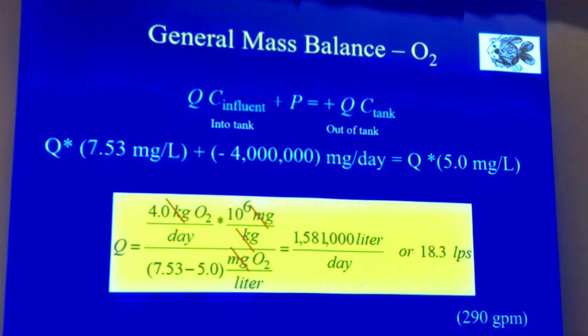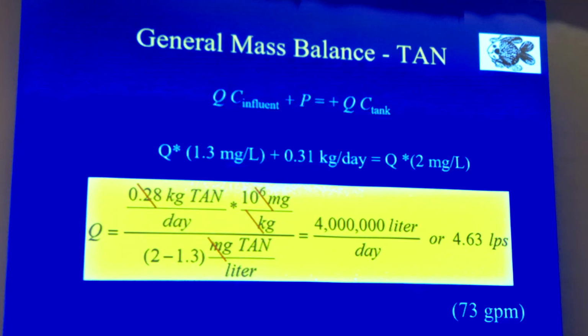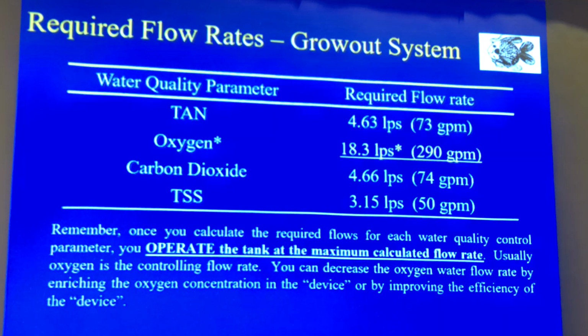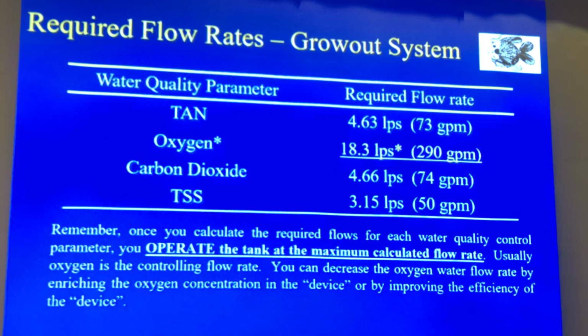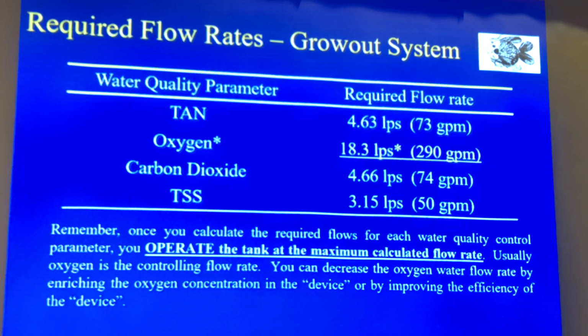Let me just show you. Okay. If you did a lot of calculations, you'll get to this point where you have the amount of flow required. Remember, Q times C plus P equals Q times C. So what's the Q required to maintain those target values in the fish tank that you selected with your consolidated graph? TAN was 73, oxygen was 290. And then, of course, the other one there is hydraulic retention.